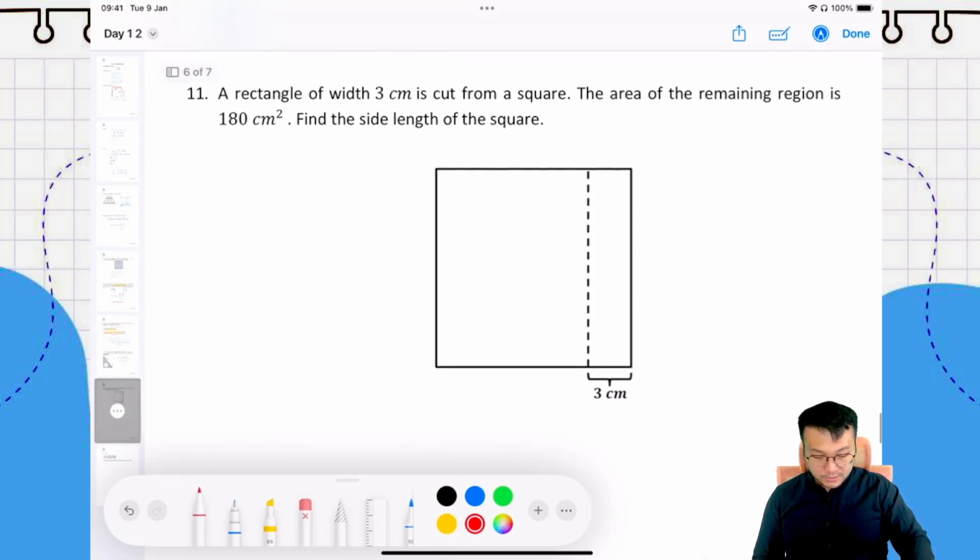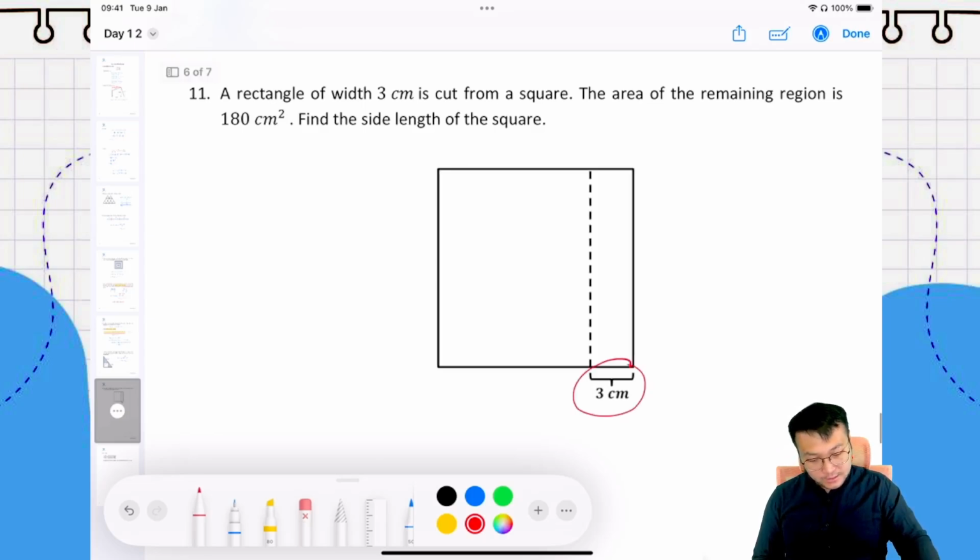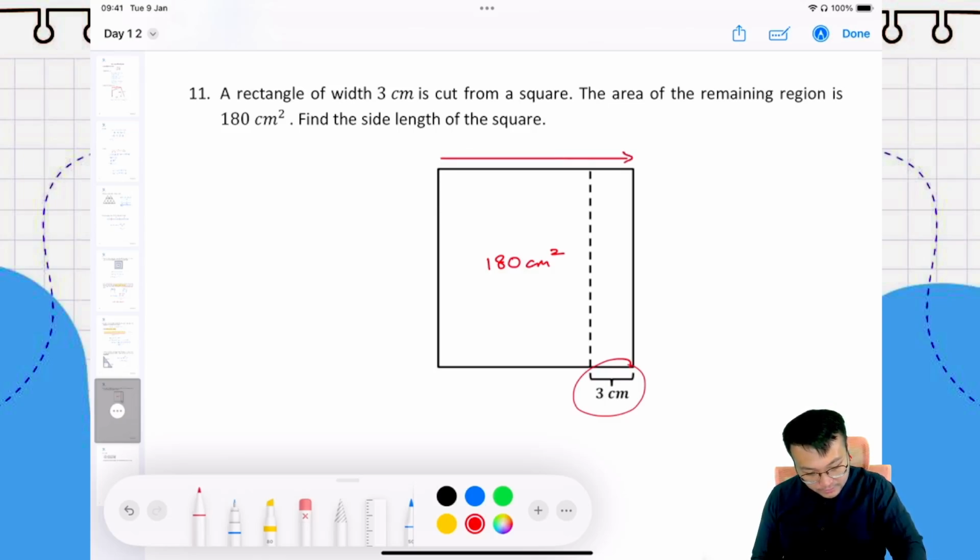Now, over here, you have a rectangle with the width of 3 cm cut out. So don't forget you started with a rectangle, and then you cut out a very skinny rectangle. The remaining area is 180. This is the remaining area. Find the side length of the square. So they want you to find out what is the side length of this square.